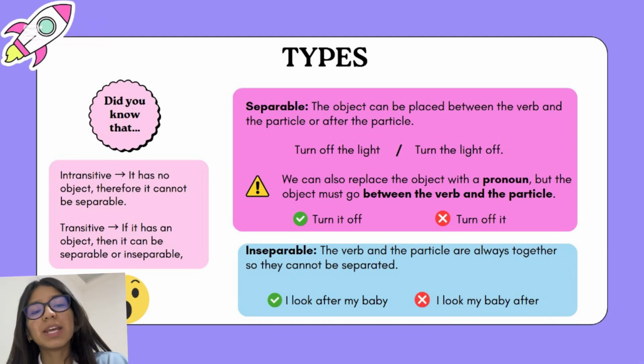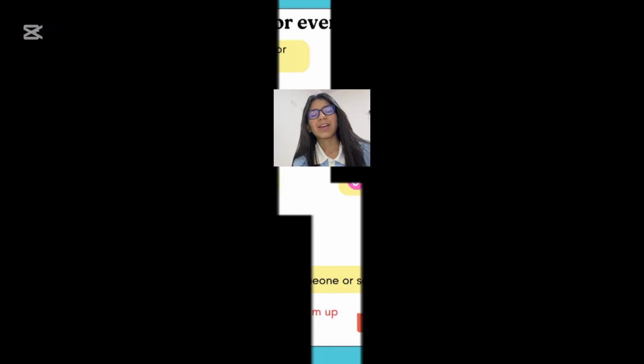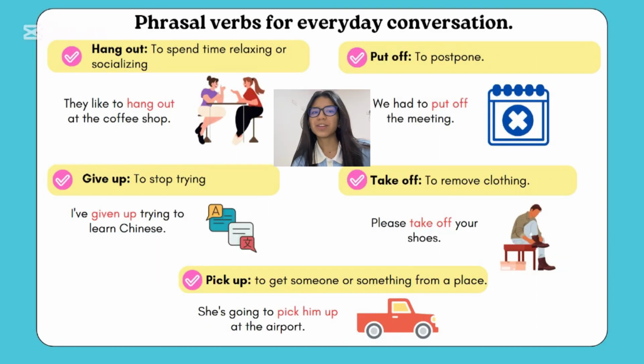But what determines both types? In the case of an intransitive phrasal verb, it has no object, so it cannot be separable. In contrast, a transitive phrasal verb has an object, so it can be separable or inseparable. Finally, these are some common and useful phrasal verbs for everyday conversation.